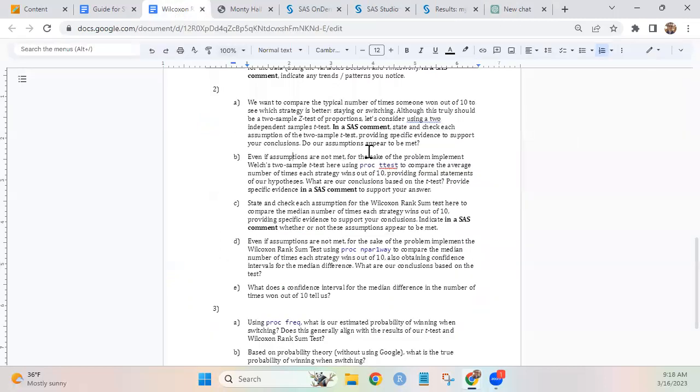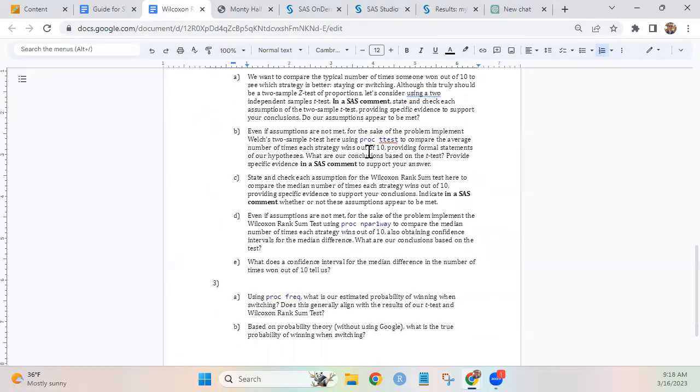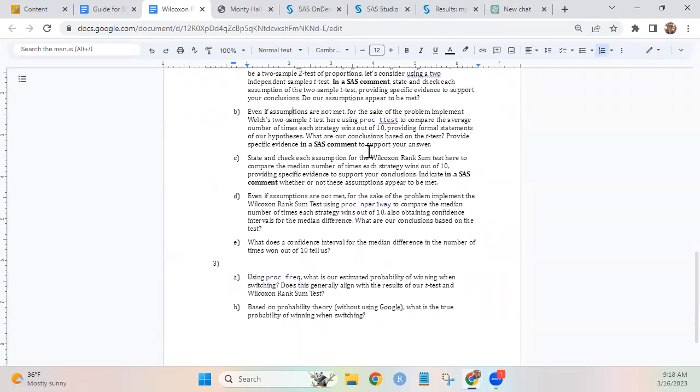So technically, the Wilcoxon rank sum test is not valid here, but we will proceed for the sake of the problem. Okay.